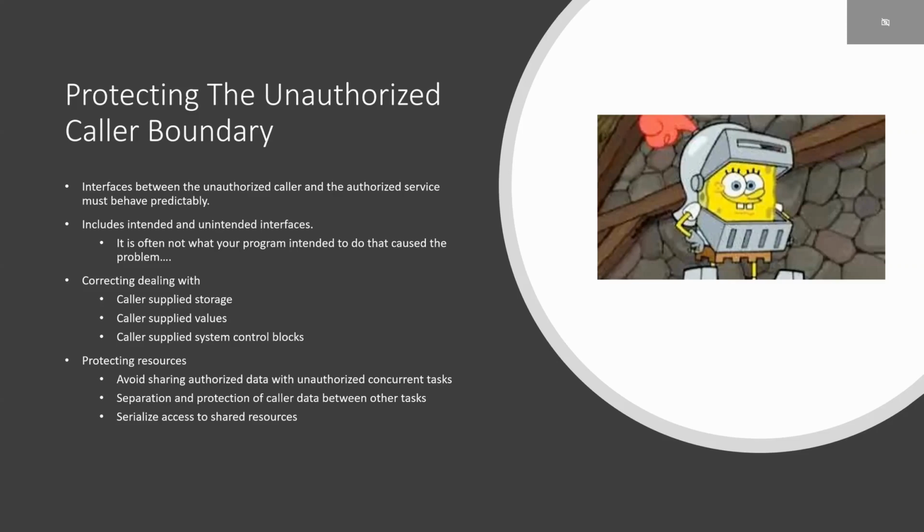So you've also got to protect the resources that your authorized service deals with. You're avoiding sharing authorized data with unauthorized concurrent tasks. You've got to serialize access to shared resources, and you've got to do separation and protection of caller data between that task that's dealing with it and other tasks as well. So there's a lot of isolation implications of what they're doing.